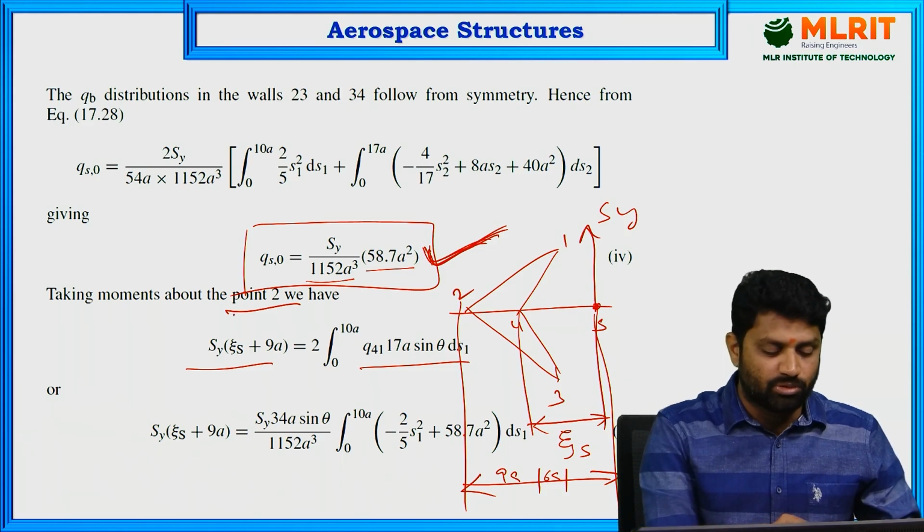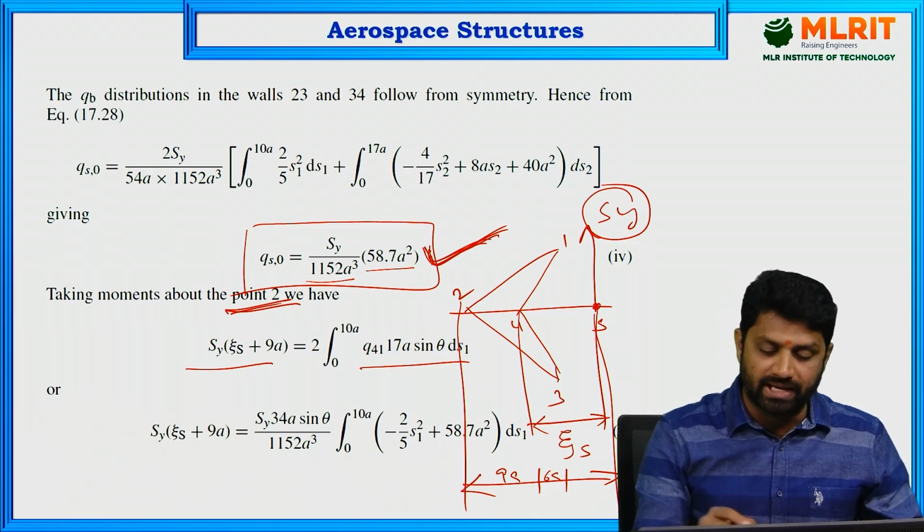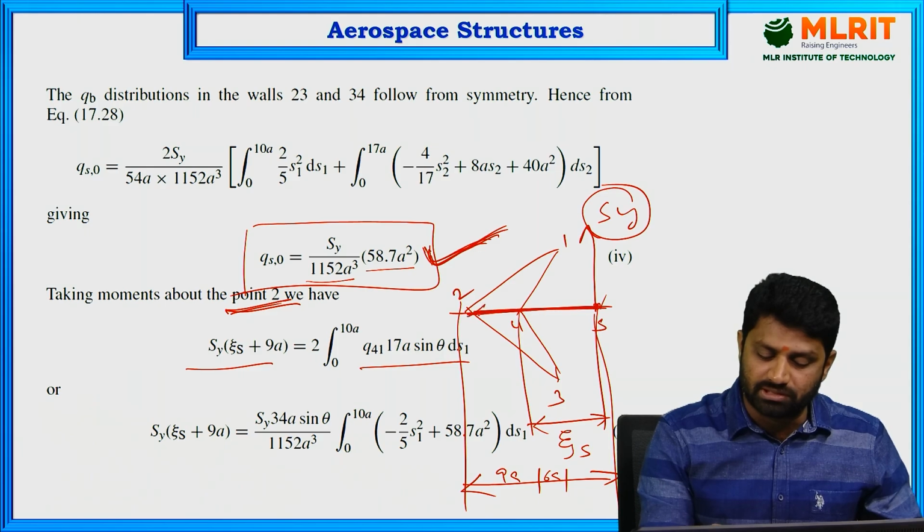Now when you take moment about point 2, first you write the moment due to Sy. So Sy into the moment about point 2 means from here to here, this will be the perpendicular distance from here to here.